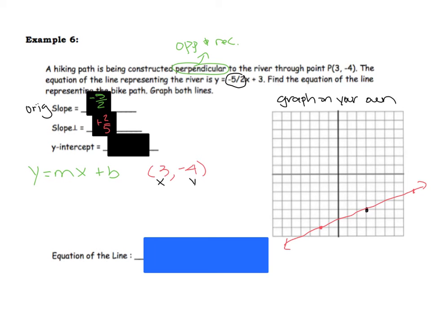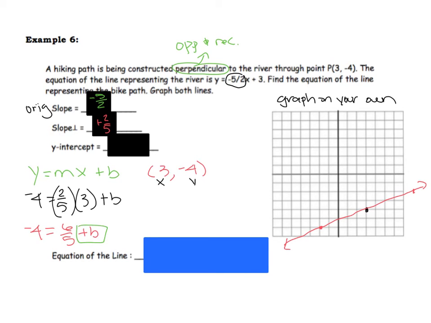So how would we go about figuring out what the y-intercept is? Well, pretty simple. We're going to use our slope-intercept form. We're going to use the point that they've given us, and the slope that we just discovered. So all I'm going to do is plug it in. So y is -4 equals m, our perpendicular slope of 2/5, times x, which is 3, plus b. And b is what we don't know. We're trying to discover what that is. So mathematically, let's go ahead and simplify this. I get -4 equals 2/5 times 3 is 6/5 plus b.